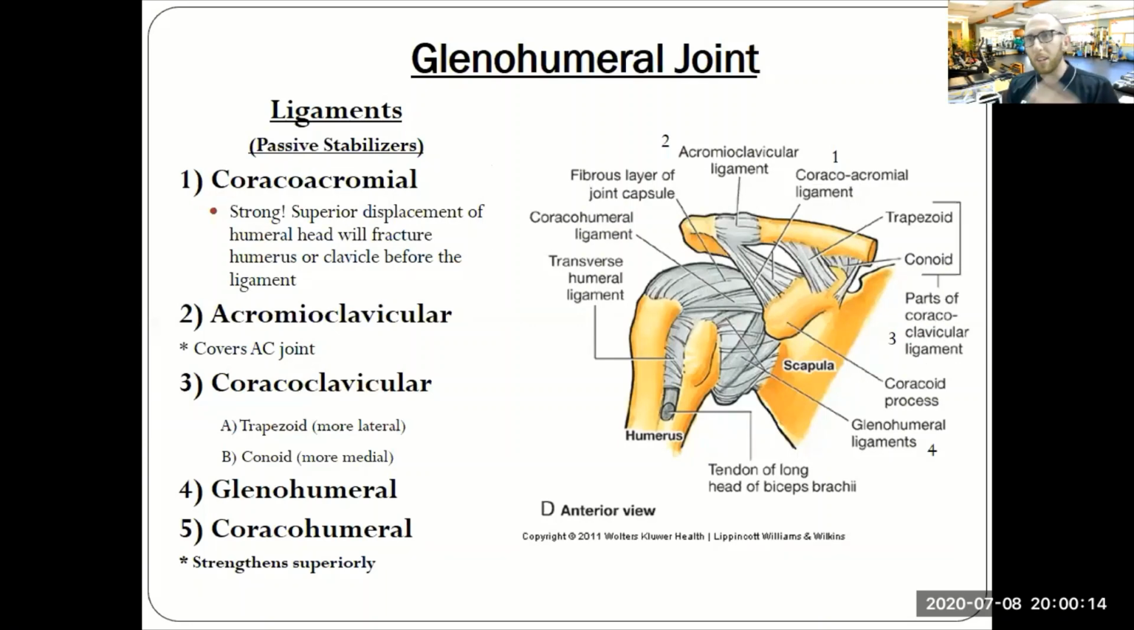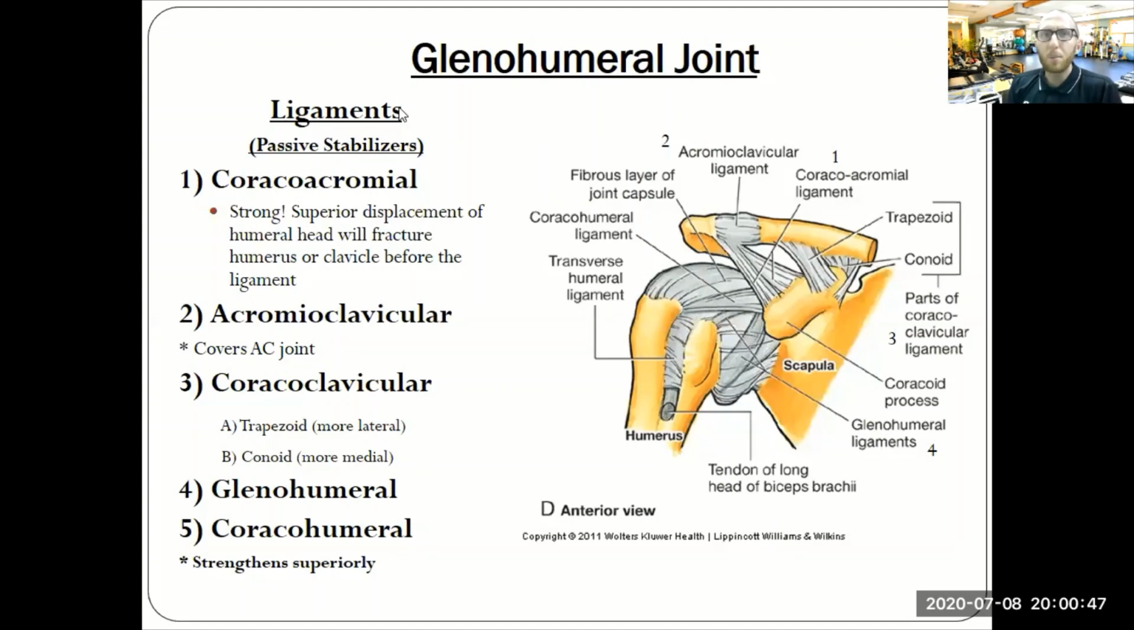Those are the main 3, but there's number 4 and there's number 5. Talking about glenohumeral, coracohumeral. Now we can see these here as the ones that go from either the coracoid process to the humerus, or we're going from the glenoid cavity to the humerus. So anytime you see humeral, think humerus.